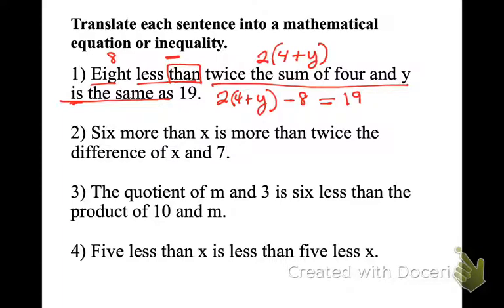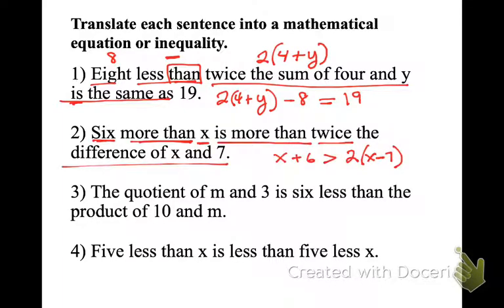Okay, try the next. Try translating. You're not going to solve, you're just going to translate. We're going to translate 2, 3, and 4. Go. All right, so this next one, 6 more than x becomes x plus 6. Then we have is more than, is the greater than sign. Twice the difference of x and 7 is 2 times the quantity of x minus 7.